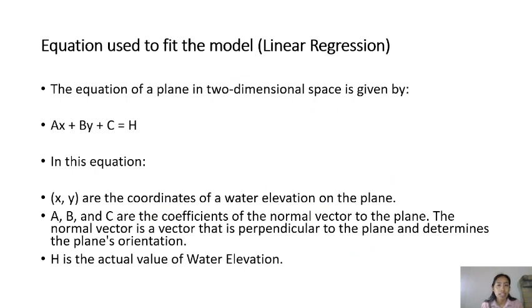Next, we are going to use an equation to fit the model. The equation is ax plus by plus c equals h. Here x and y are the spatial locations of the water elevation points, and h is the groundwater elevation. From here we need to find A, B and C, the coefficients of the normal vector of the plane, which is determined to find the capture zone orientation, and h is the actual height of the groundwater elevation.